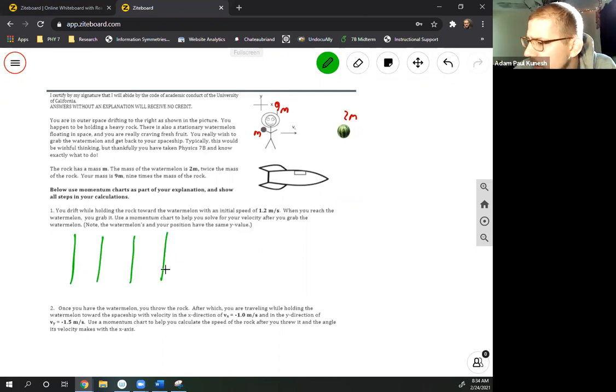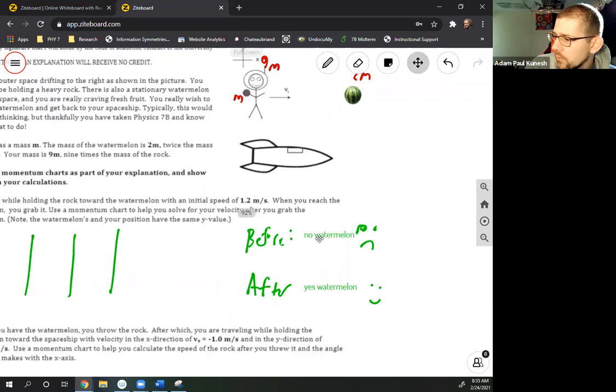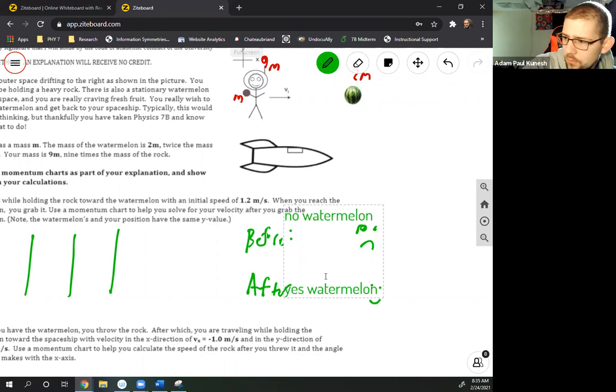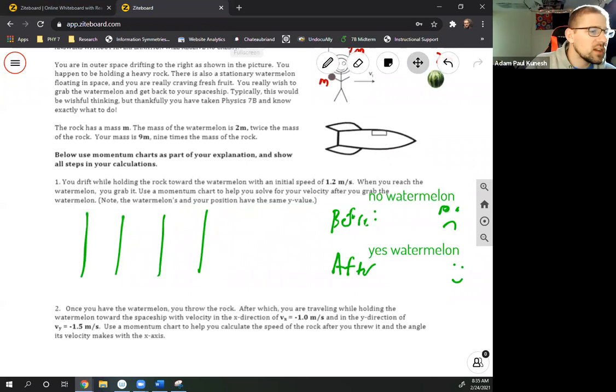My initial frame here is before I've grabbed the watermelon. My final frame is after I grab the watermelon. So before, I haven't grabbed it yet. No watermelon. Sad face. Afterwards, yes, watermelon, I'm happy. I had the watermelon. All right. So I'm going 1.2 meters per second to the right initially.